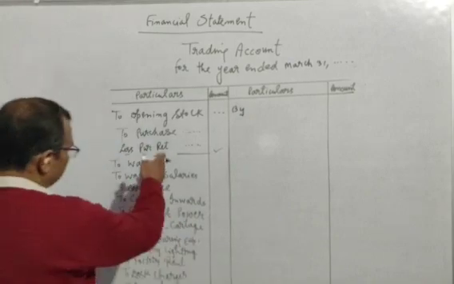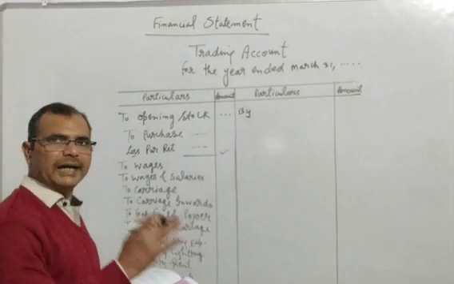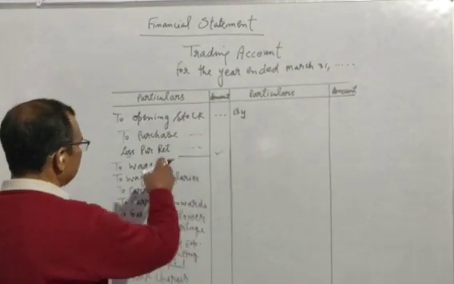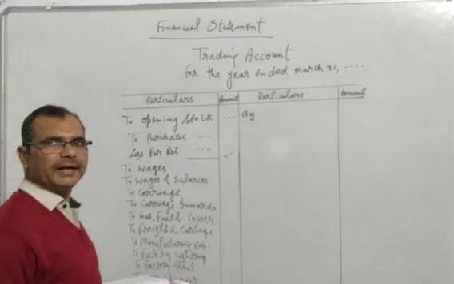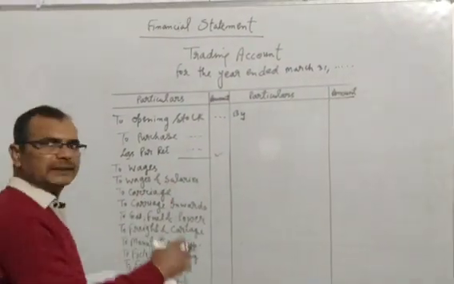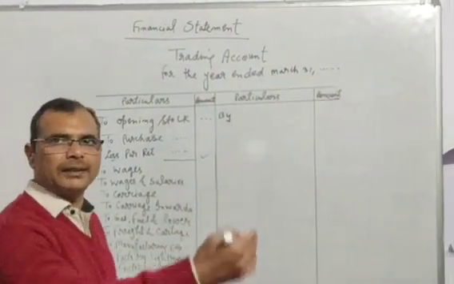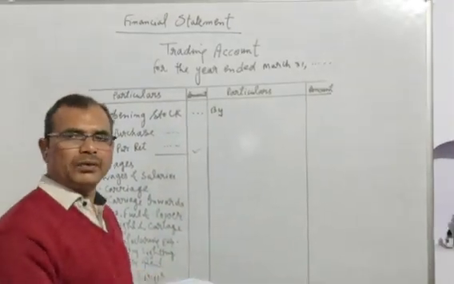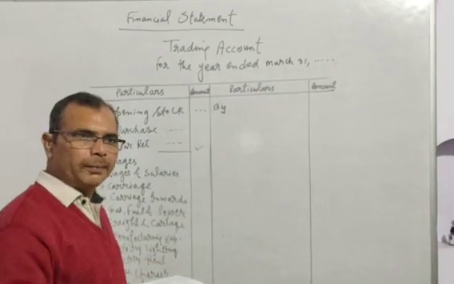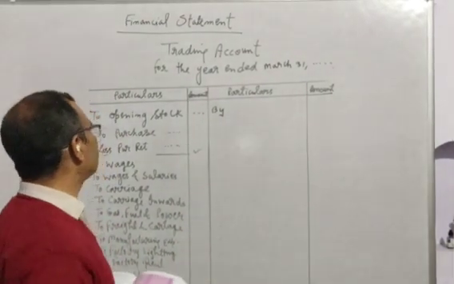So students, these are the expenses which are called direct expenses, and these expenses will be entered in the debit side of the trading account because these expenses are not related to selling the product. These expenses are related to manufacturing or production.